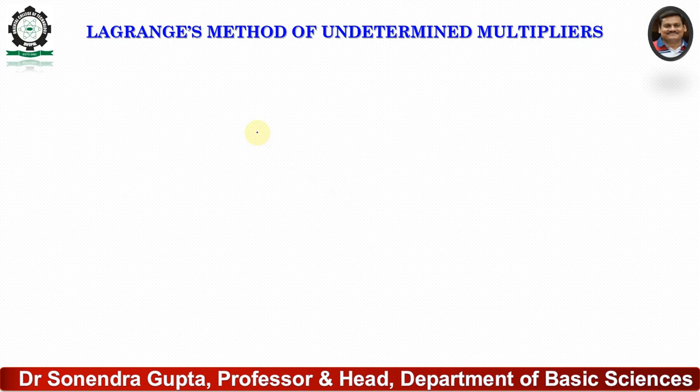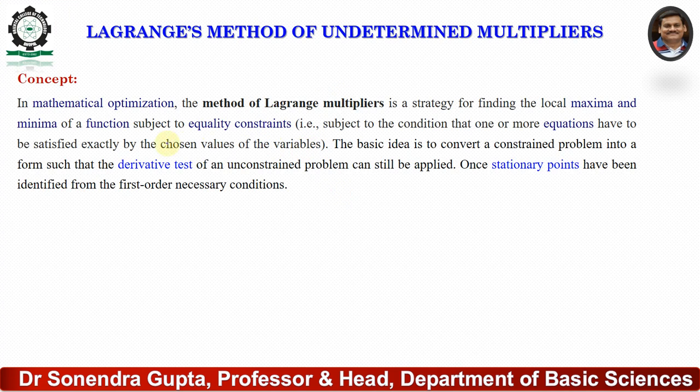Now first of all, let us discuss the Lagrange method of undetermined multipliers. The concept is that in mathematical optimization, the method of Lagrange multipliers is a strategy for finding the local maxima and minima of a function subject to equality constraints. It means that we have constraints given in terms of an equation, subject to the condition that one or more equations have to be satisfied exactly by the chosen values of the variables.